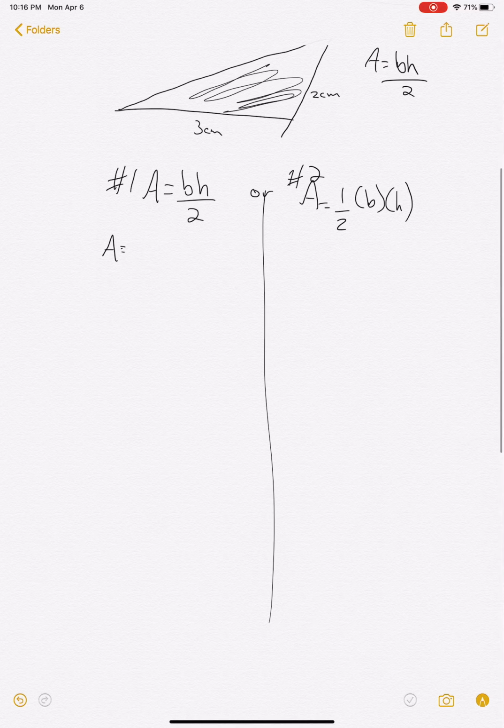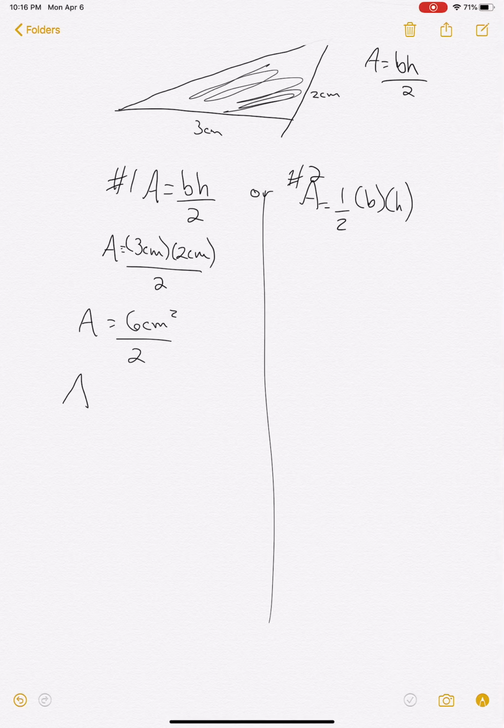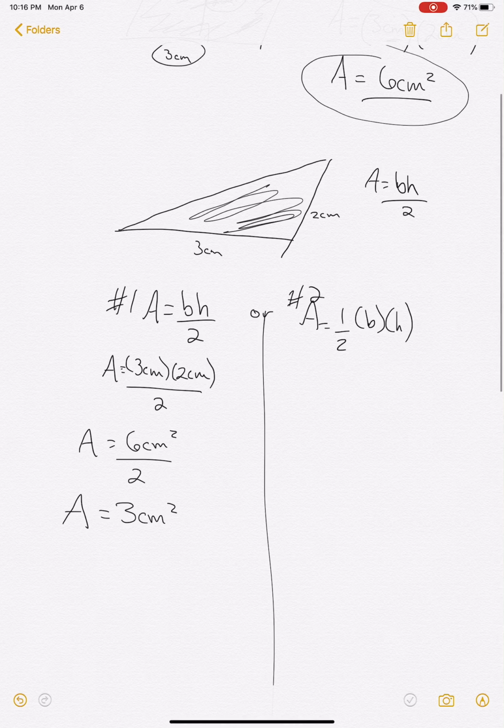So our area is our base, which is 3 centimeters, times our height, 2 centimeters. We're going to throw that over 2. And when we do this, we will get 6 centimeters squared. Don't forget that little 2 above the centimeters, over 2. And we always simplify, so we get 3 centimeters squared. So we can confidently say again that our area of this triangle is 3 centimeters squared.